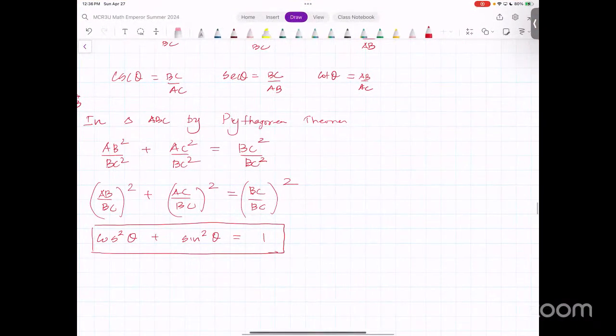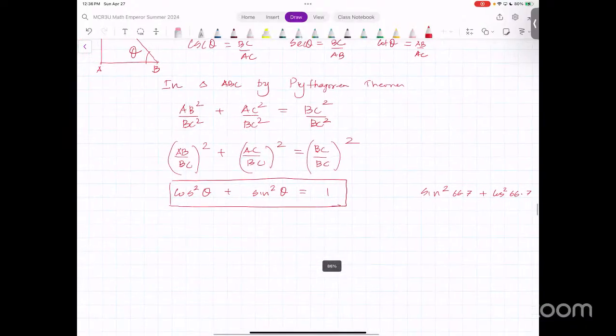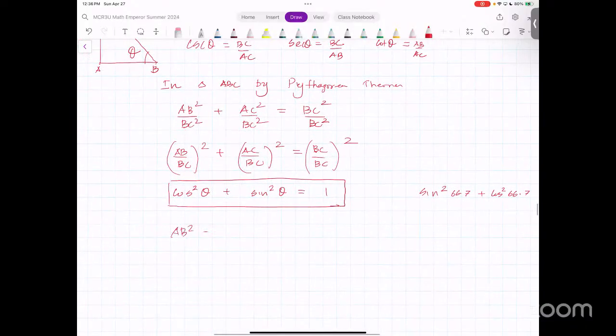Another way, if I ask what is sine squared of 66.7 plus cos squared of 66.7, without using the calculator, you should be able to tell that is 1. All right, now let me go back to my Pythagorean theorem again.